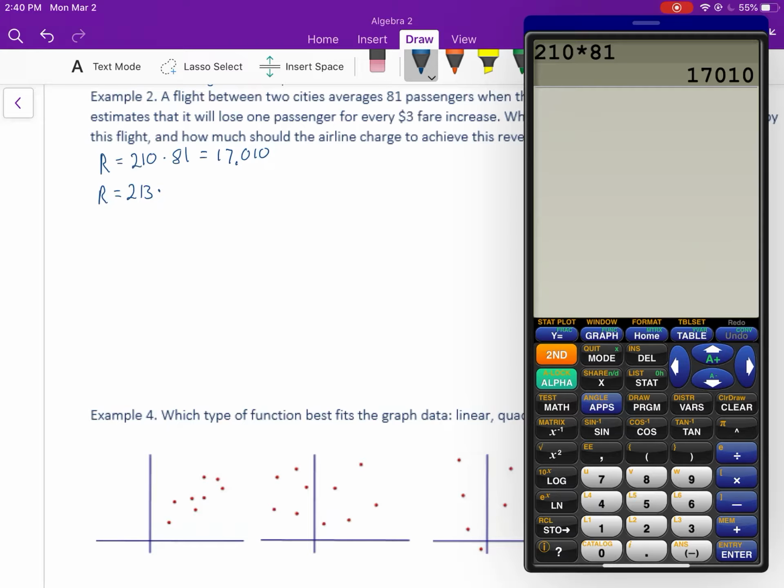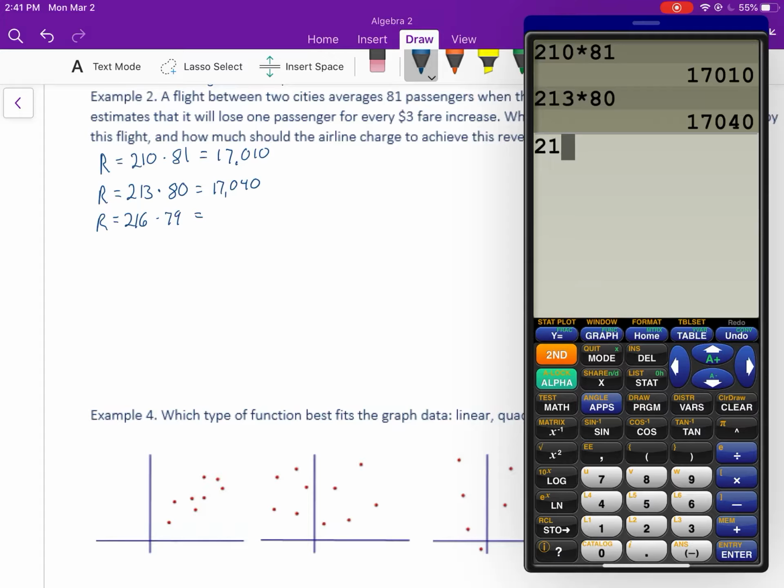What they're proposing is they think that if they increase the ticket price by $3, there's going to be a passenger that says, I'm not flying that anymore, or I'm not paying that, so they're down to 80 passengers. And so let's see what happens here. They did $213, only 80, but they actually gained in revenue by $30. We could say, well, increase it again by $3. They're going to lose another passenger, so we could do 216 times 79, which is still going up.